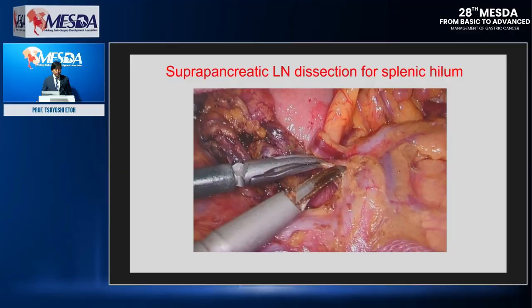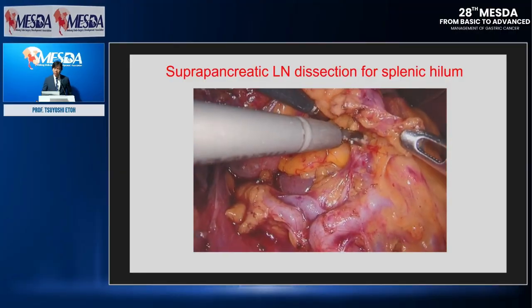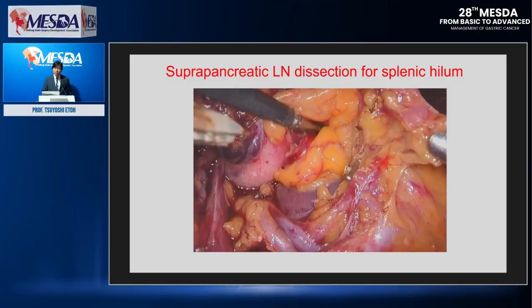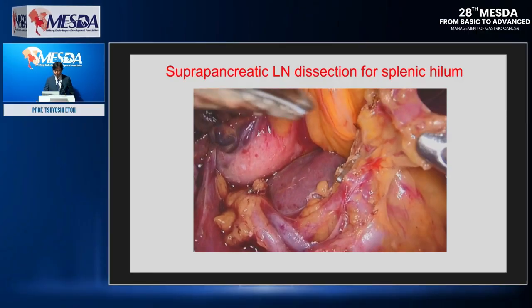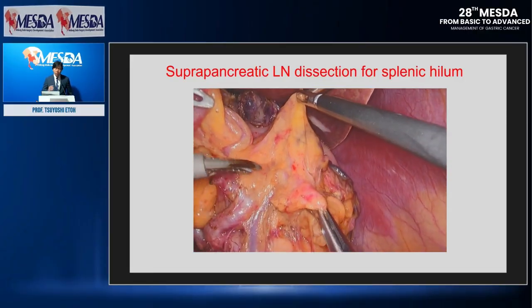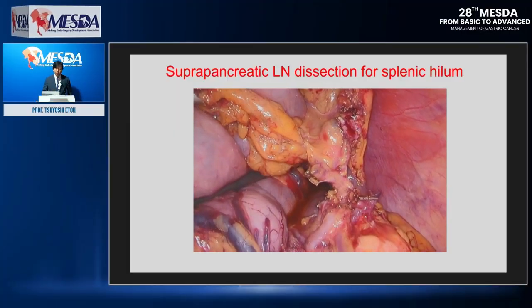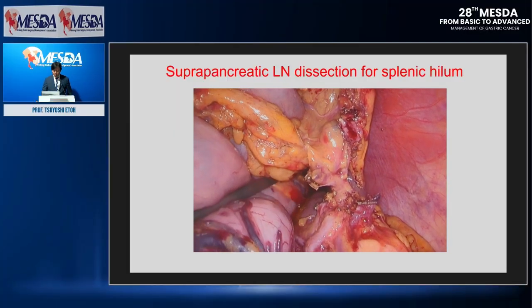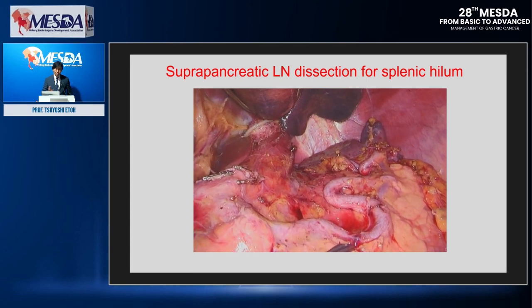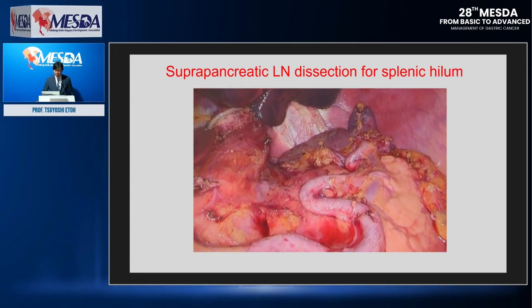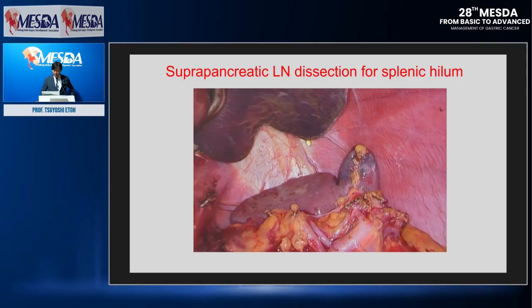Of course, lymph node dissection of number 10 is still in debate in Japan. But technically, lymph node dissection of number 10 is feasible, not only in laparoscopic surgery but also in robotic surgery. This is the final view after the lymph node dissection in the splenic hilum, preserving the pancreas. This is standard treatment.